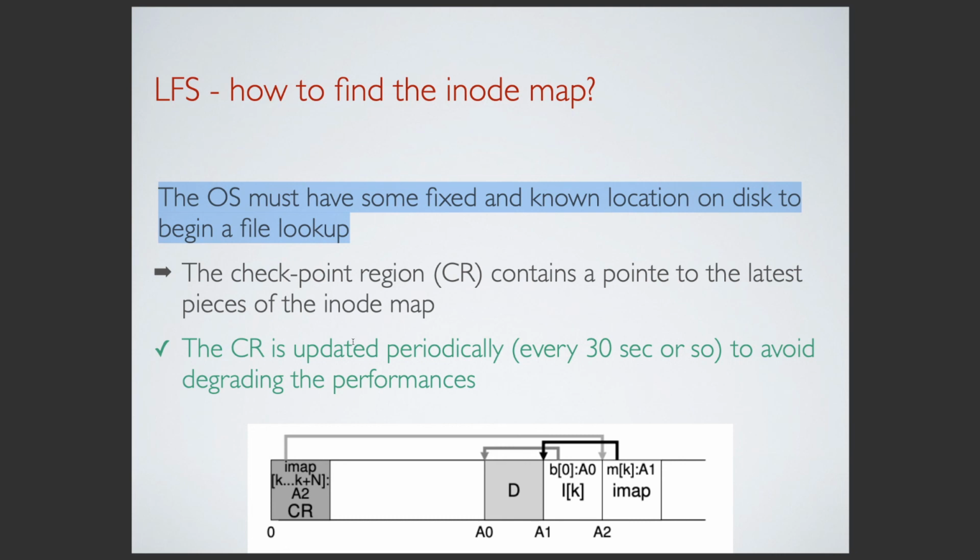But you're going to tell me, wait a second. When you write a new IMAP, we need to update the CR, which completely defeats the purpose, right? Because what if there is a crash in between? What if there is a crash when you build the IMAP and you don't have the CR updated? Well, let's see. We're going to look into that.